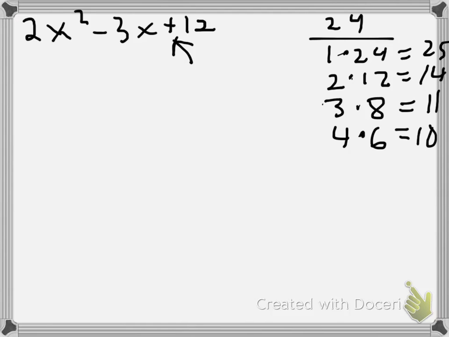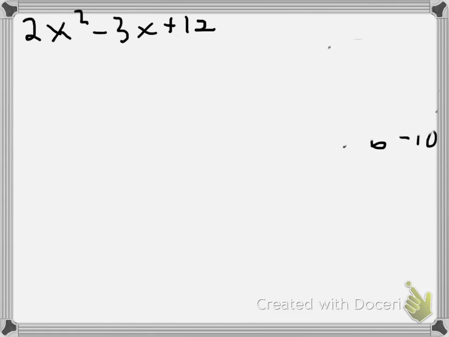So let me erase that stuff and say, okay, I'm stuck. I've got to use the quadratic formula. Normally you just go on and throw in the quadratic formula. The quadratic formula isn't the fastest way, but it's the only way in this case. So a equals 2, b equals negative 3, and c equals 12.